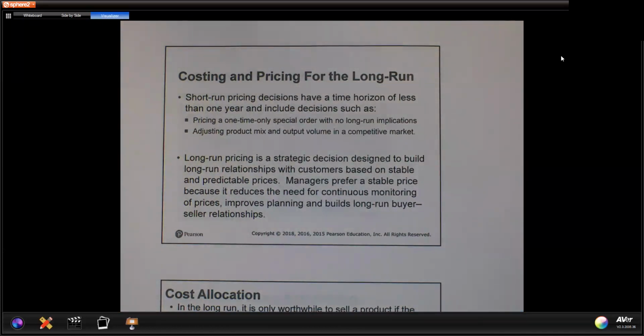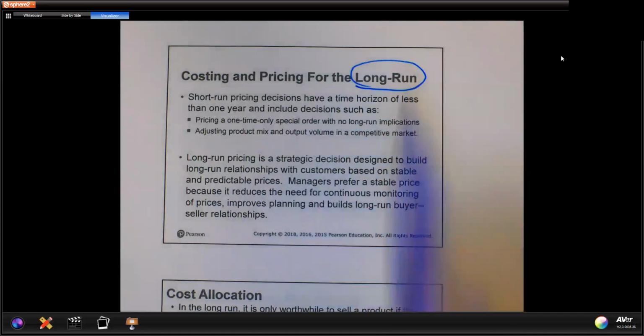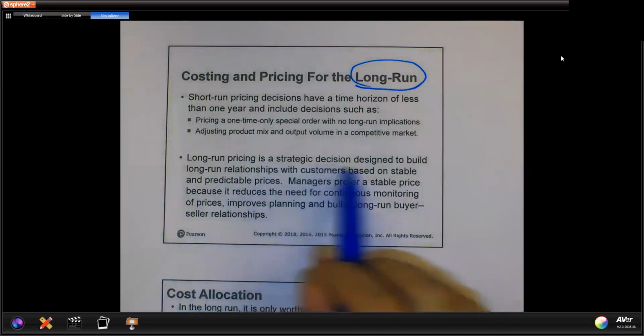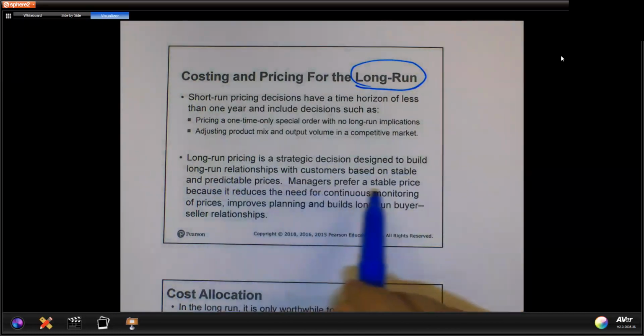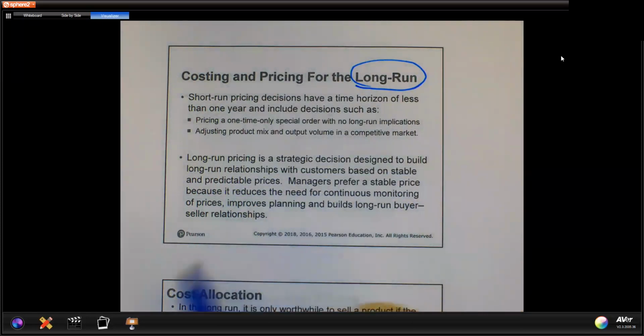Only focus on relevant cost. But when we talk about long run, when we talk about long term in chapter 13, we have to cover all the cost. We have to cover all the cost, because it's a strategic decision to build a long-term relationship. You want to have a stable price so that you can have a better interest after 3 or 5 years.